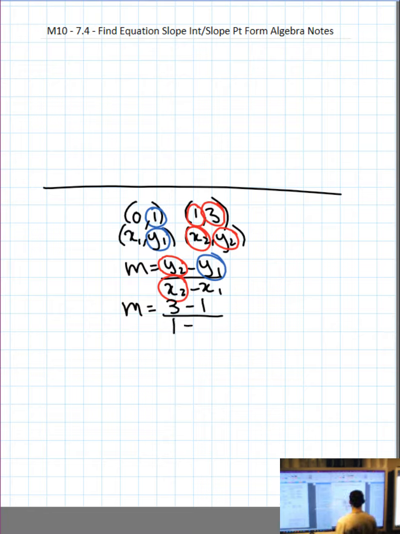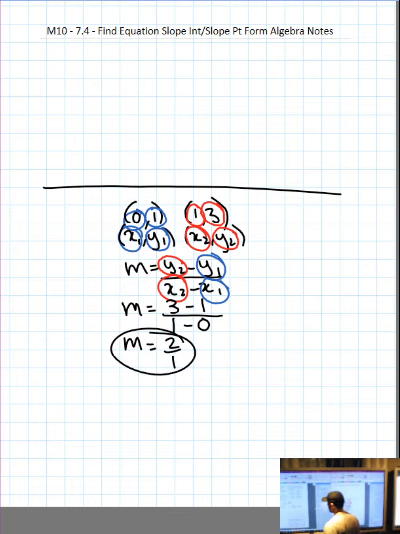The next thing in the formula is a minus. Then we have x1. So I'm going to circle x1, which is 0, and put it in the formula. And m equals 3 minus 1 is 2 over 1 minus 0 is 1. I'm going to circle it. Don't care that there's a 1 on the bottom.